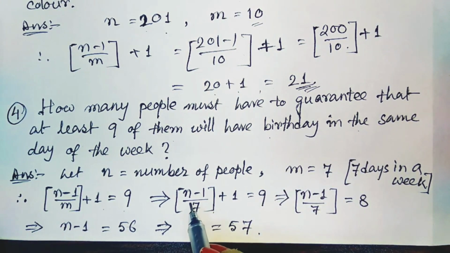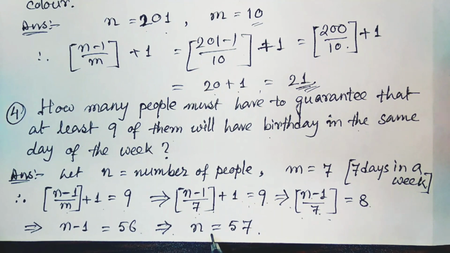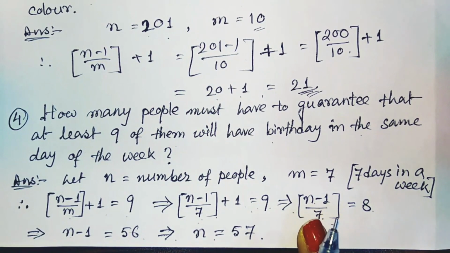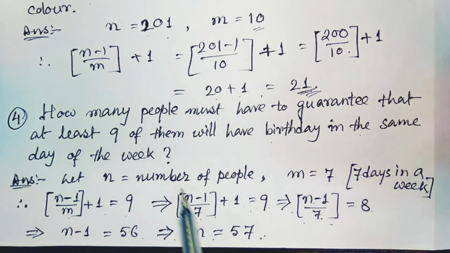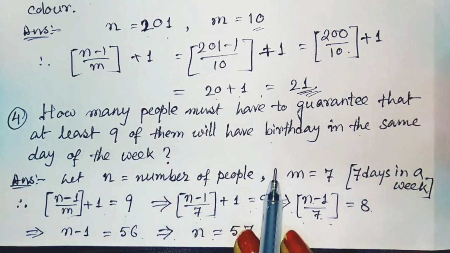So according to the principle, if we substitute m equal to 7 and simplify, then floor((n minus 1) by 7) plus 1 is equal to 9, which implies floor((n minus 1) by 7) is equal to 8. If we omit the floor function, then we can write n minus 1 is equal to 7 times 8, which is 56, which implies n is equal to 57. So if there are a total of 57 people, then we can say at least 9 of them will have a birthday on the same day of the week.